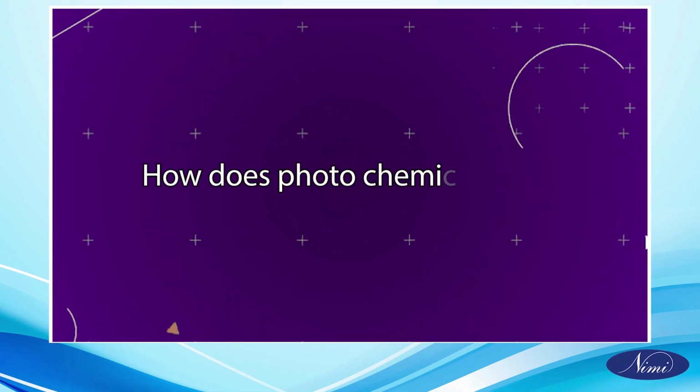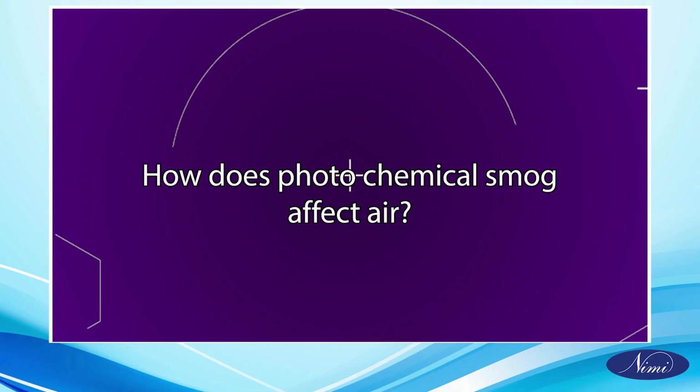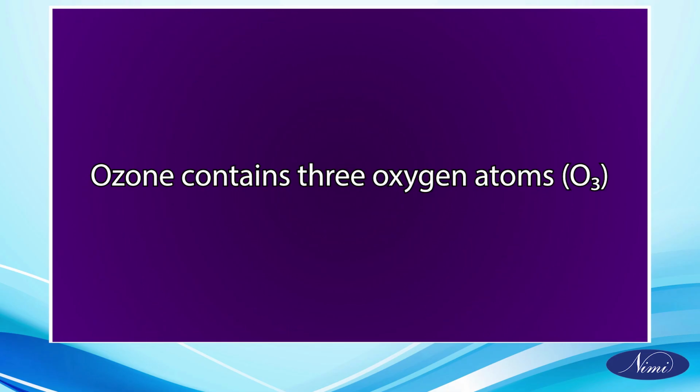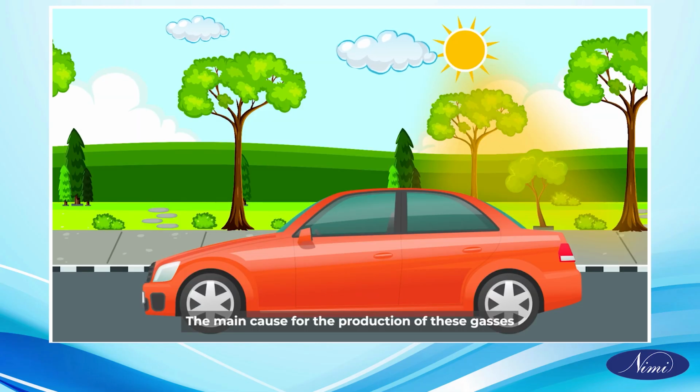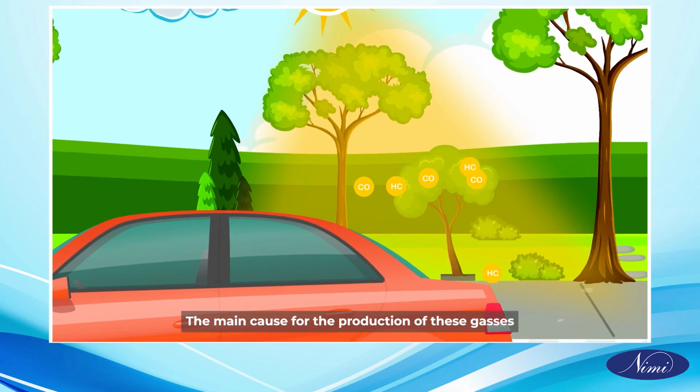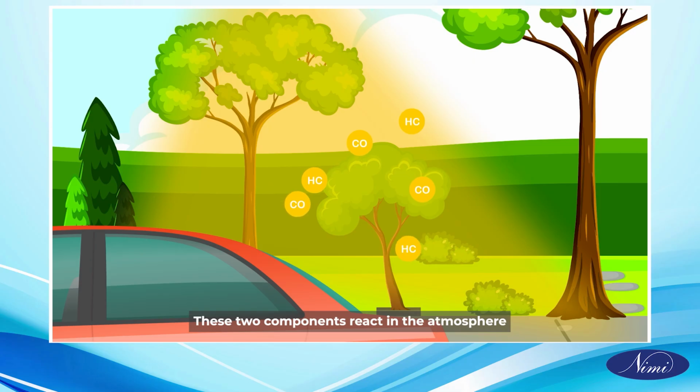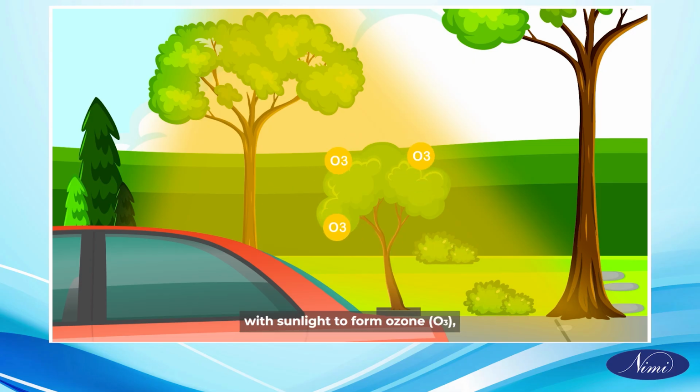How does photochemical smog affect air? Ozone contains 3 oxygen atoms, O3. The main cause for the production of these gases is automobile emissions, which contain carbon monoxide and hydrocarbons. These two components react in the atmosphere with sunlight to form ozone, O3, which is not good for our lungs when we breathe it in.